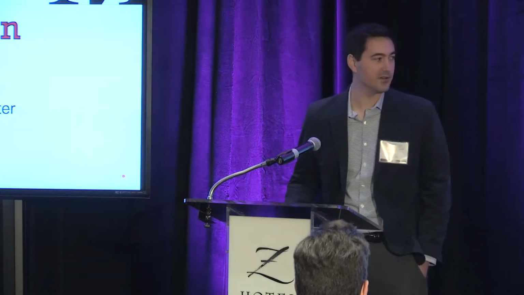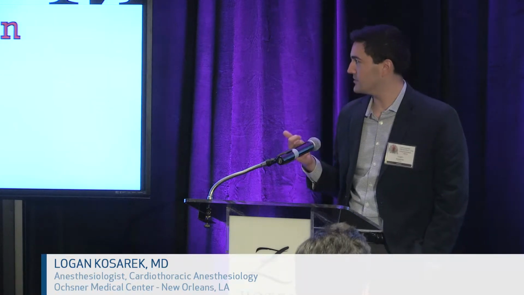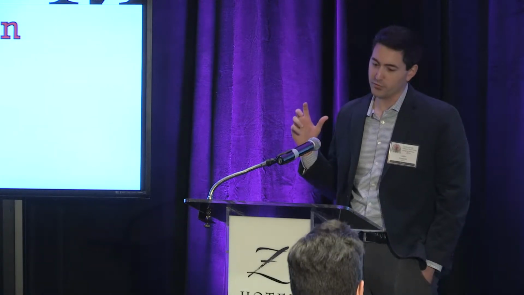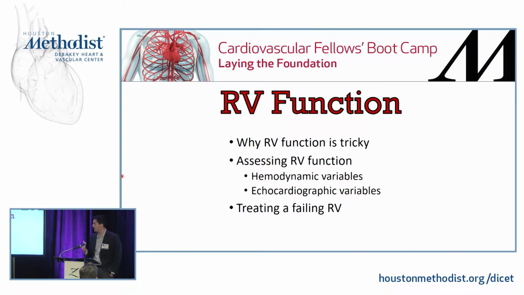All right. So yeah, the topic is RV function. Kind of an outline of what we'll go through. We'll talk about why the RV can be a tricky thing to assess, and then we'll go through some of the variables we use to assess the RV, including both the hemodynamic and echo variables, and then finally a couple slides on treating RV failure.